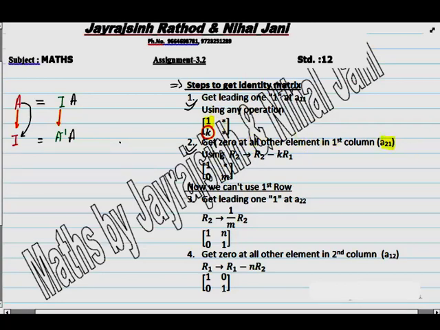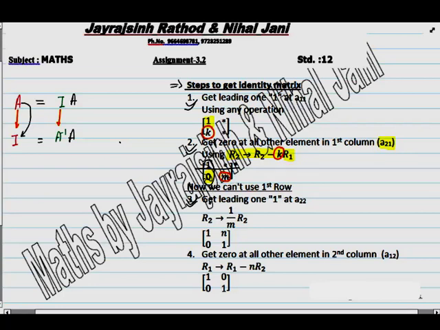In this case, for our A21 element, using the operation R2 gives R2 minus K R1, and the value of K is taken from here, right? So using this operation, you will get 0 at A21 as well as the value of M, which will be helpful in the third step. But note that when we set leading 1 and 0 in the first column, now we can't use the first row to get a leading 1 at the second row.